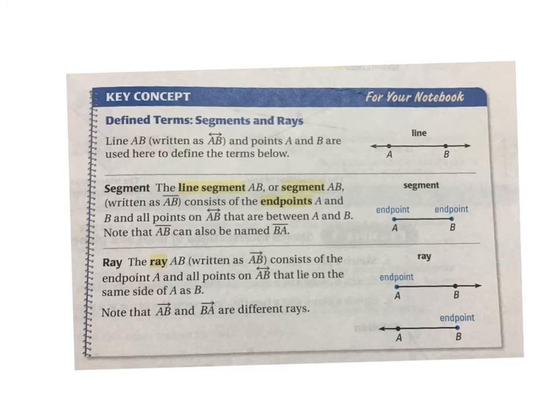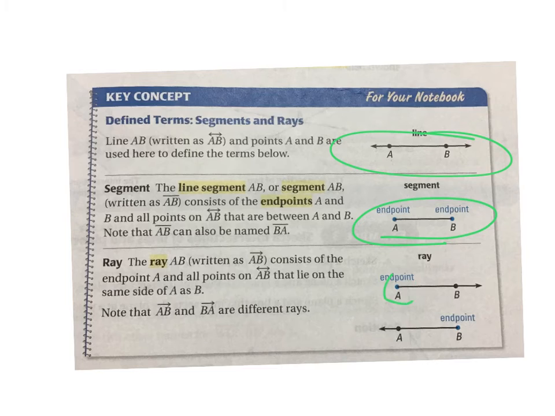So segments and rays. A line segment or segment, they don't always use line segment, you can just say segment. You can see here it has 2 endpoints, whereas the line has the arrows. And then a ray has 1 endpoint and then the arrow on the other side. I was taught to always think of this 1 point right here as if it was the sun. That's where it started and the ray came out of it. Helps you remember the name of it.